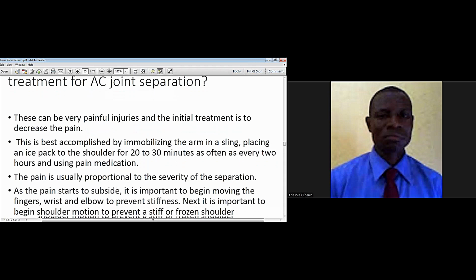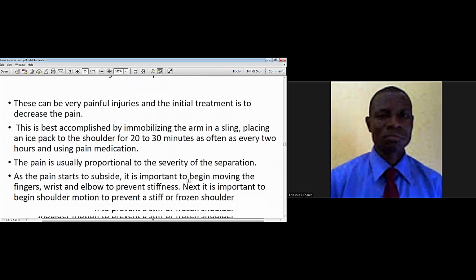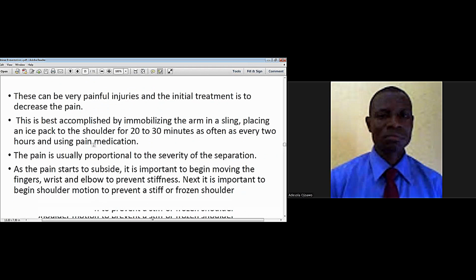As the pain starts to subside, it's important to begin moving. So that's us: moving the fingers, moving the wrist, moving the elbow to prevent stiffness. Next, it's important to begin shoulder motion to prevent stiffness. So these are things that you do. But if it is grade 6 and the operation is done, one may need to wait for some period of time for healing to take place before you start moving the shoulder.